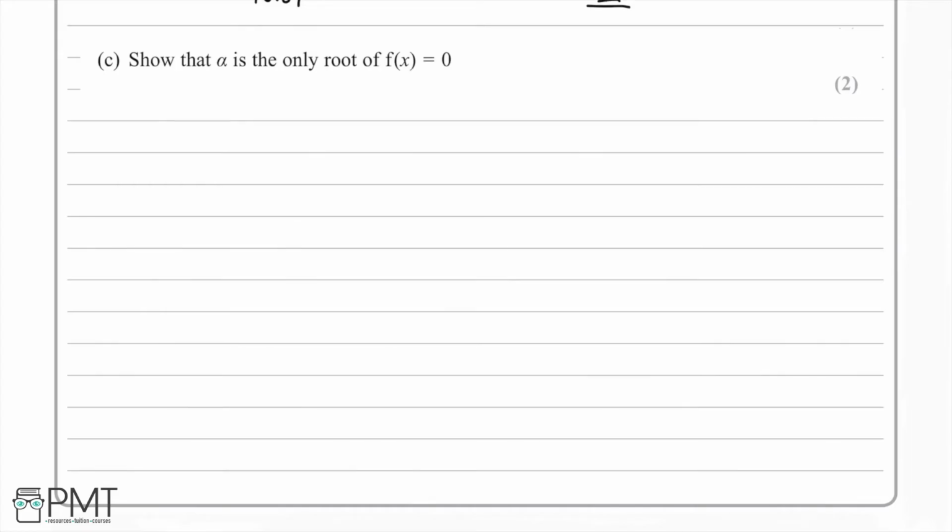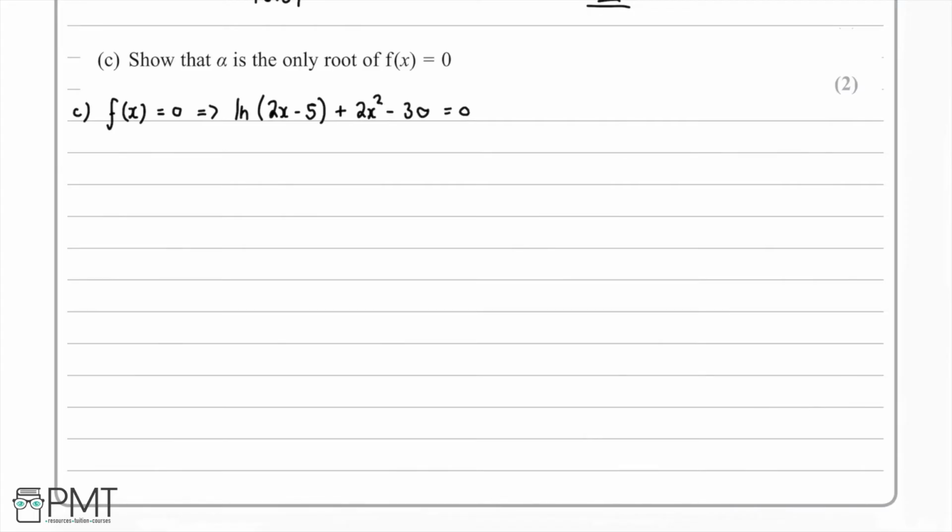So now for part C. So what do we have here? We're asked to show that alpha is the only root of f of x equals 0. So this is a slightly trickier question. To start off, we're going to set f of x equal to 0. So f of x equals 0. So this means that ln of 2x minus 5 plus 2x squared minus 30 is going to be equal to 0.